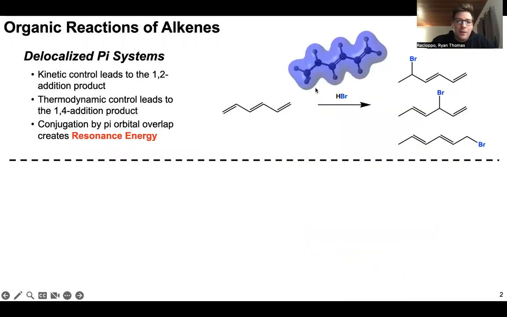We're all familiar with delocalized pi systems or conjugated systems from organic chemistry, where when we do a hydrohalogenation reaction, we can get some pretty interesting reactivity with this 1,2 kinetic addition, or in this case, this 1,6 thermodynamic addition, based on thermodynamic or kinetic control due to the resonance of the intermediate carbocation state, which is shown here by the delocalization of the lack of electron density. It creates resonance energy because of this pi orbital overlap, and that's where we get this interesting reactivity from.